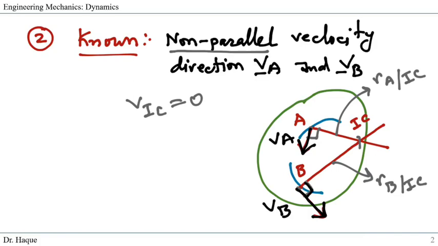If we draw the perpendicular, the first definition that we said we are going to use to find IC, these perpendiculars will intersect at a point, and that point would be our IC. The distance from point A to IC is defined by the position vector RAIC, and the position vector from point B to IC is defined as RBIC.